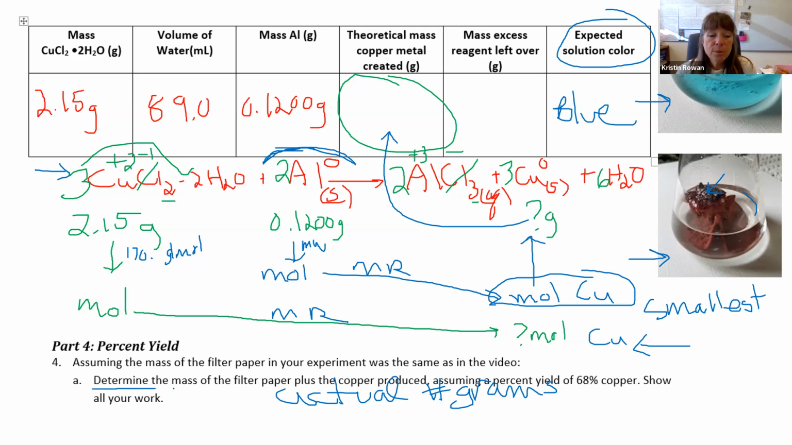So I have here: determine the mass of the filter paper plus the copper produced, assuming a percent yield of 68%. 68% of what? Of the theoretical. So if you take 68% of that and say, well, that's my percent yield, add it to the mass of the filter paper. Now, where did the mass of the filter paper come from? That came from the video. Anyway, and then you show all your work there. So hopefully that helped with this calculational part of part 3.